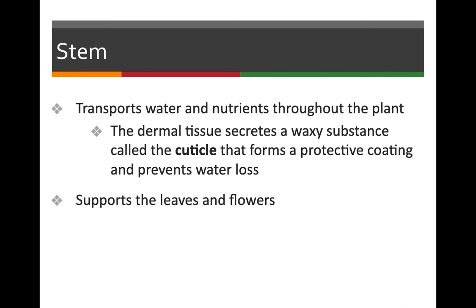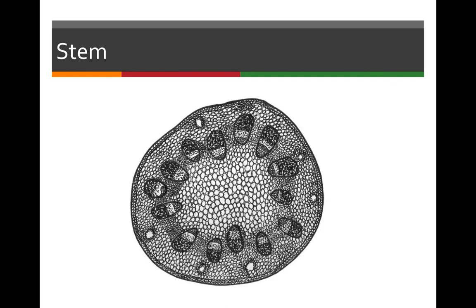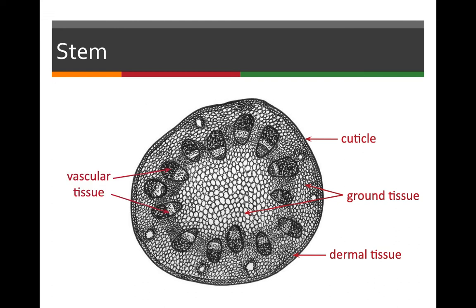The stem also supports the leaves and the flowers so they can find the sun, right? The leaves can find the sun to do photosynthesis. So here's a cross-section of a stem. So you've got the cuticle on the outside, the dermal tissue just inside of that, and you've got ground tissue and a ring of the vascular tissue. And we will look also more closely at the structures of roots and stems in another lesson.